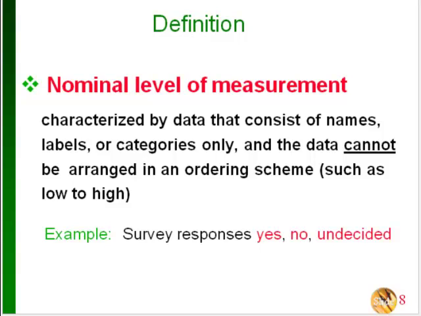The first one is nominal. This just means that the data is only a name, an identifier, a category, and it's something that can't be arranged in order. So for example, if you have some survey responses, these could be yes, no, or undecided. Those are not anything that you could put in an order that would make any sense.